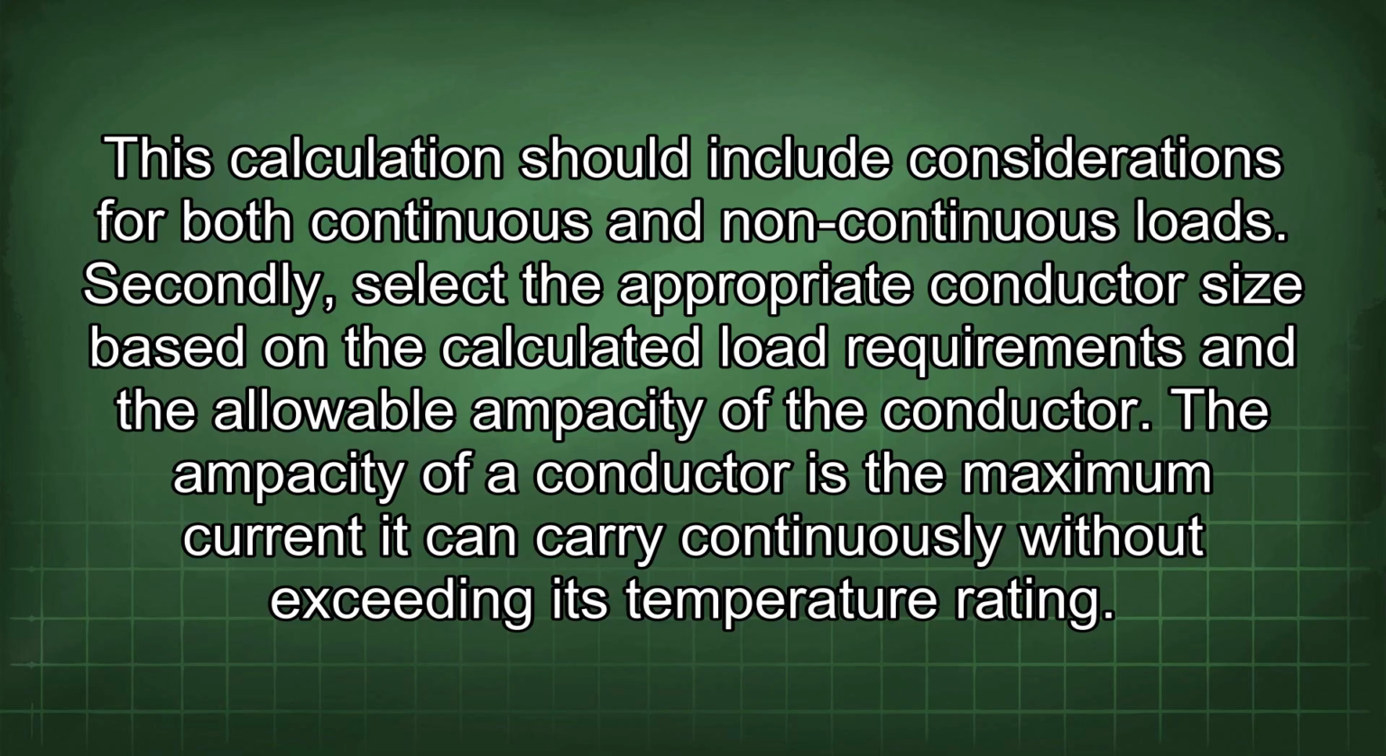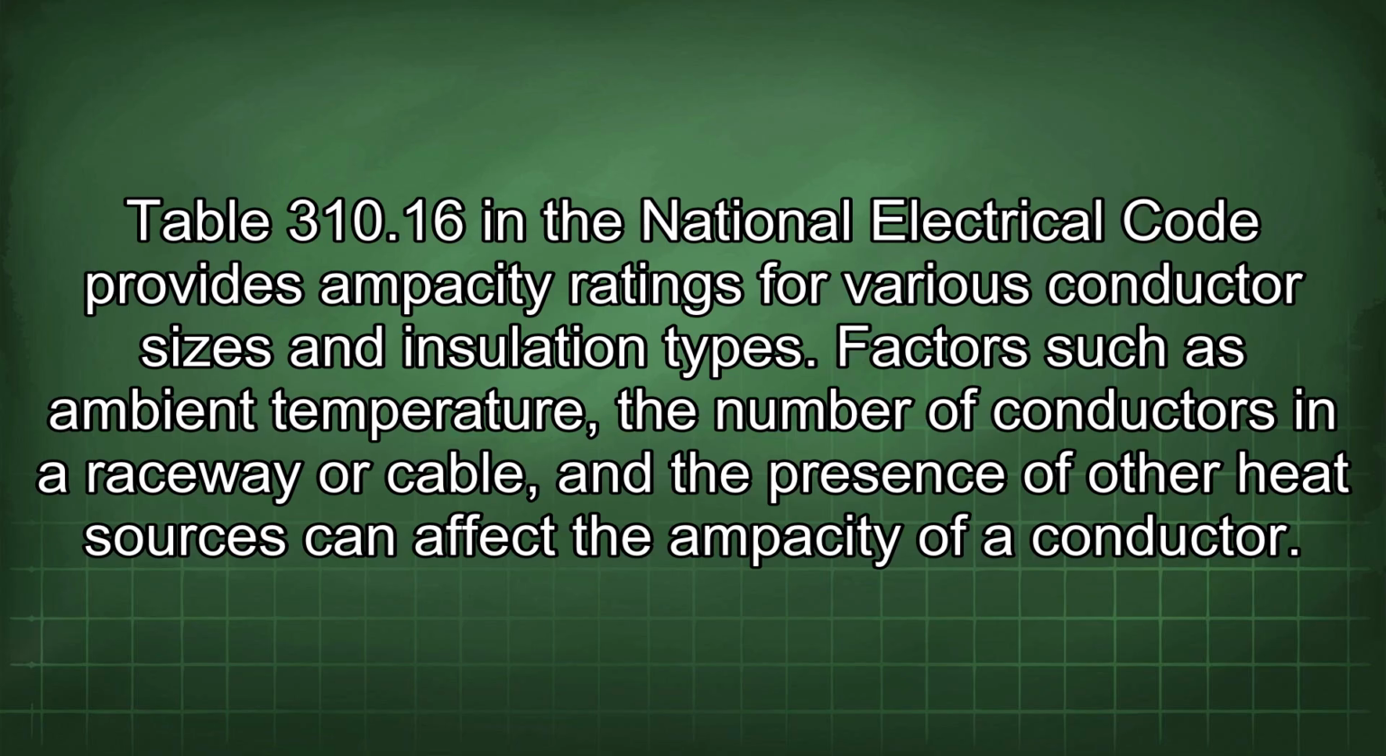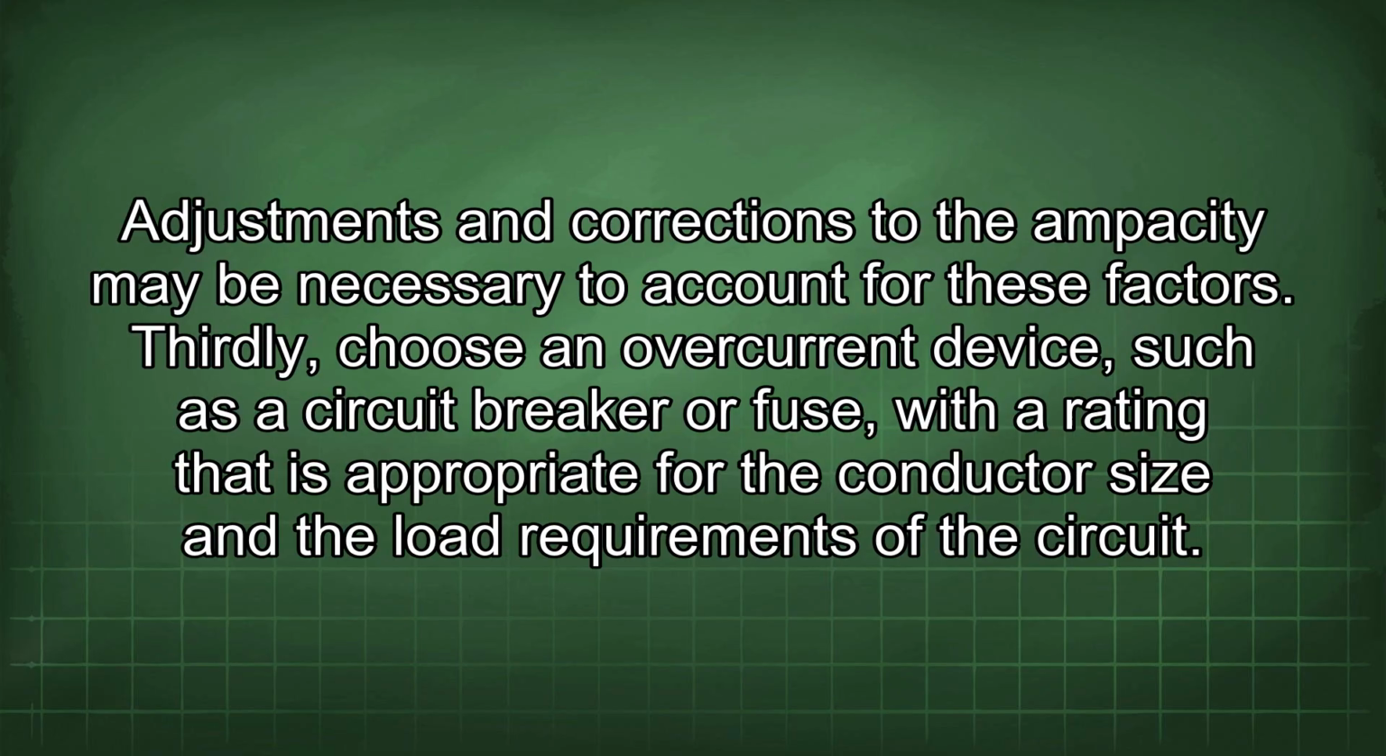Secondly, select the appropriate conductor size based on the calculated load requirements and the allowable ampacity of the conductor. The ampacity of a conductor is the maximum current it can carry continuously without exceeding its temperature rating. Table 310.16 in the National Electrical Code provides ampacity ratings for various conductor sizes and insulation types. Factors such as ambient temperature, the number of conductors in a raceway or cable, and the presence of other heat sources can affect the ampacity of a conductor. Adjustments and corrections to the ampacity may be necessary to account for these factors.